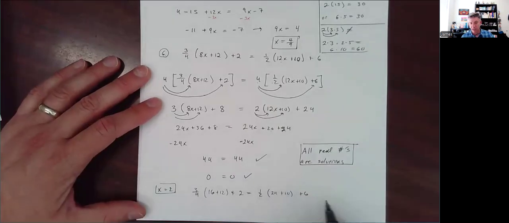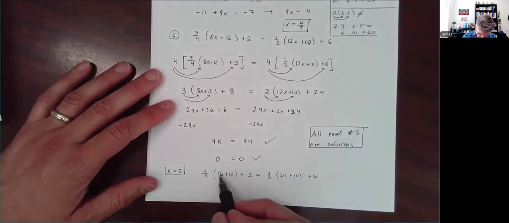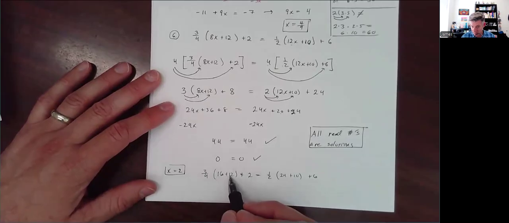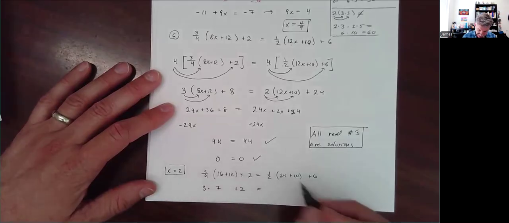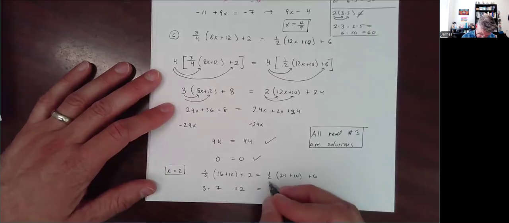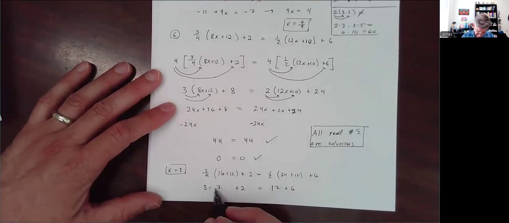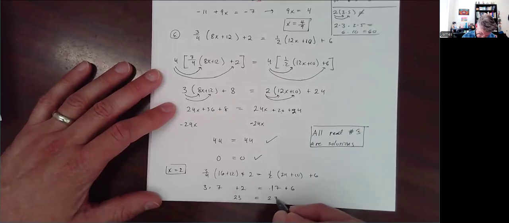And here, since my numbers are all even, I can deal with this relatively nicely. 16 plus 12 is 28. 28 divided by 4 is 7. So it's 3 times 7 plus 2 equals 24 plus 10 is 34. 1/2 times 34 is 17 plus 6. And look, it works out. 3 times 7 is 21. 21 plus 2 is 23, equals 17 plus 6 is 23.